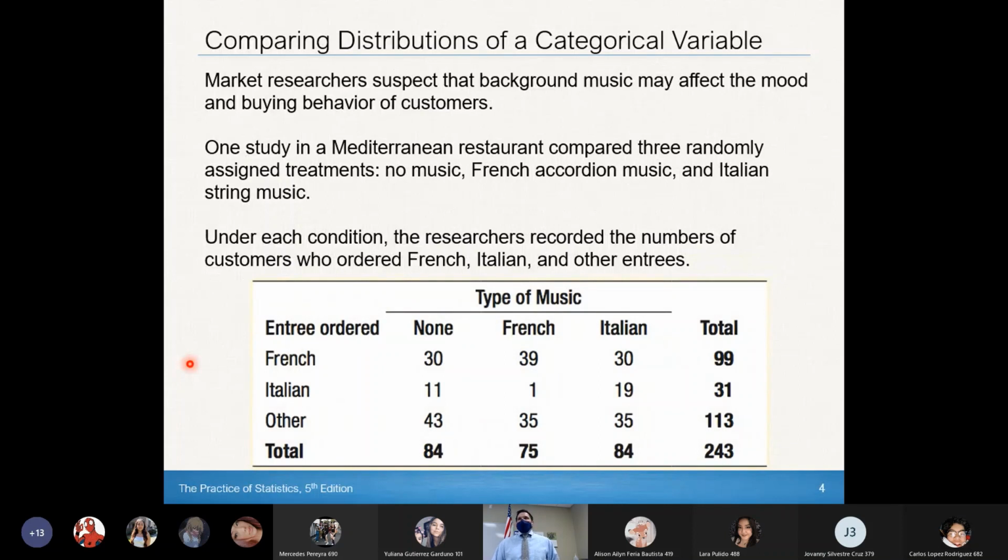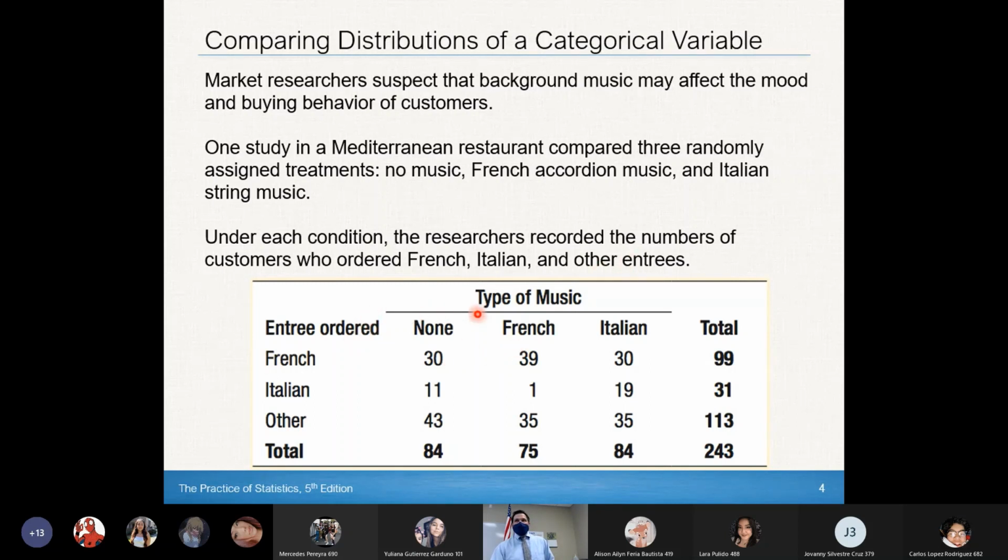All right, comparing distributions of categorical variable. Market researchers suspect that background music may affect the mood and buying behavior of customers. One study in a Mediterranean restaurant compared 3 randomly assigned treatments, no music, French accordion music, and Italian string music. Under each condition, the researchers recorded the number of customers who ordered French, Italian, and other entrees. And these are their results.